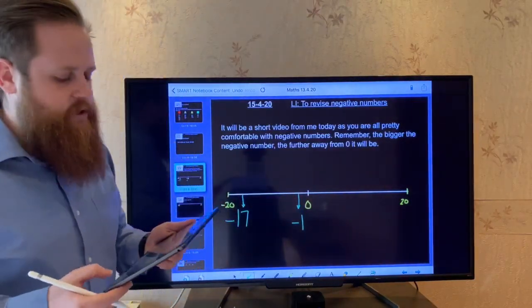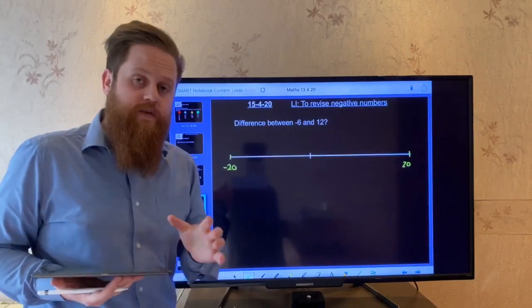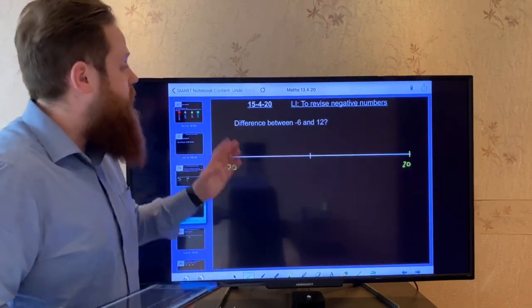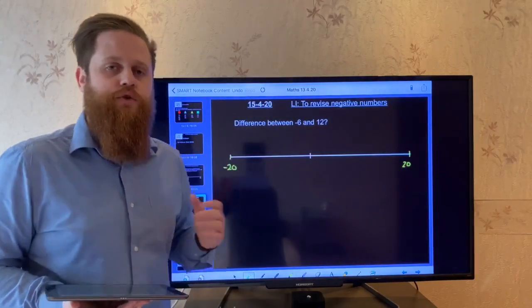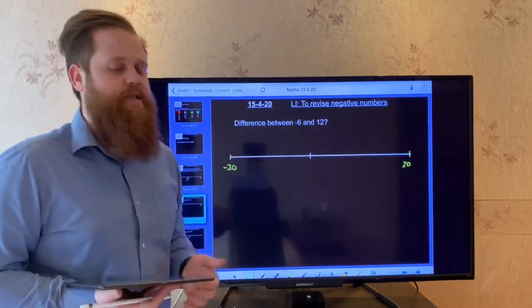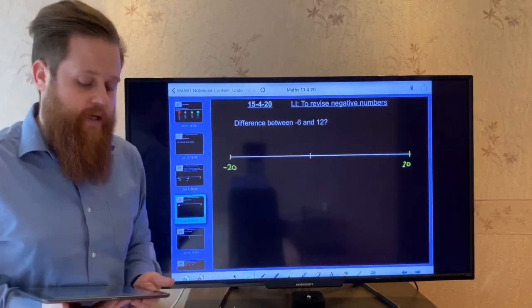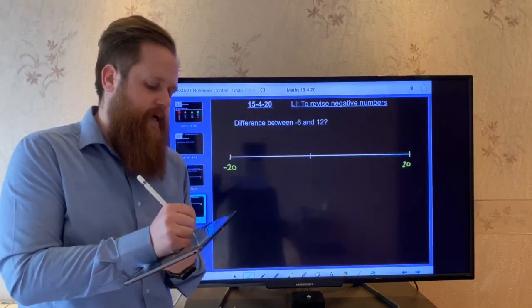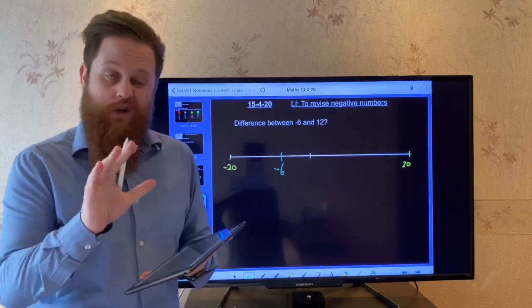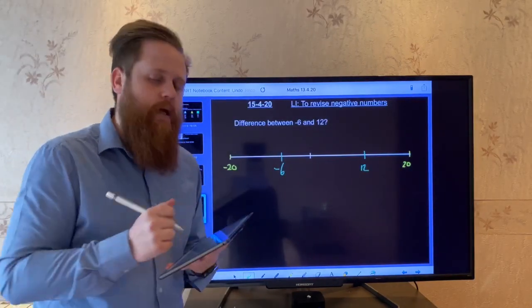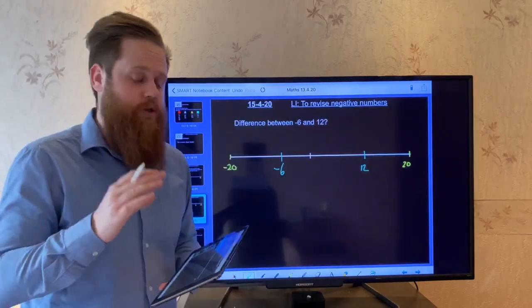Now then, let's look at our first problem. Because the first thing that you'll ever get asked when working with negative numbers, especially in your SATs, will be, what is the difference between these two numbers? So I've got minus 6 and 12. Now I could use my trusty number line to help me here, and I could put minus 6, again approximately there, and I could put 12, which again would approximately be there, okay, approximately.